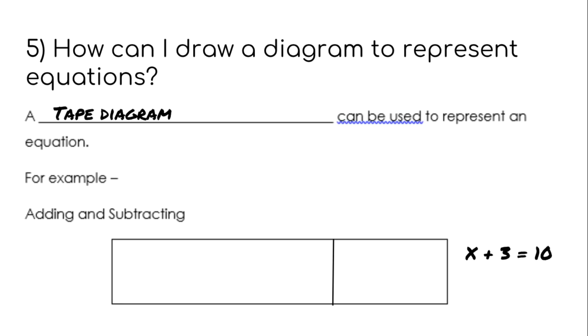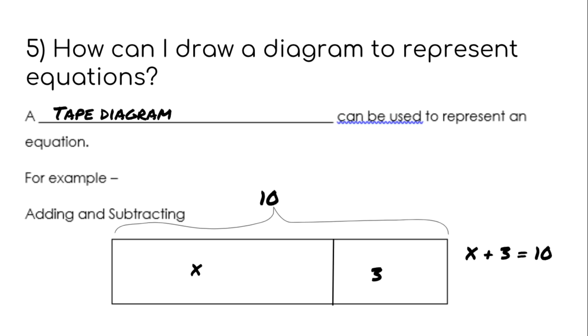So I'm going to draw a line. Notice I have the left side a little bit bigger. That's where I'm going to put my x, just because I know that 3 is kind of small. It's less than half of 10, so my x is probably going to be bigger. So I need a bigger spot for that. So x comes first. That's going to go on the left, and my 3 is going to be on the right. So this whole thing is equal to 10.